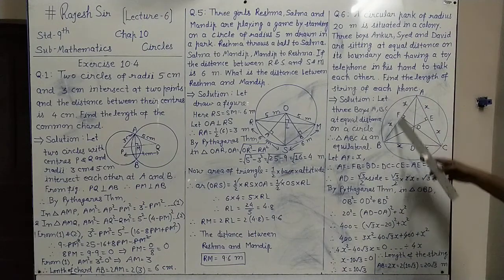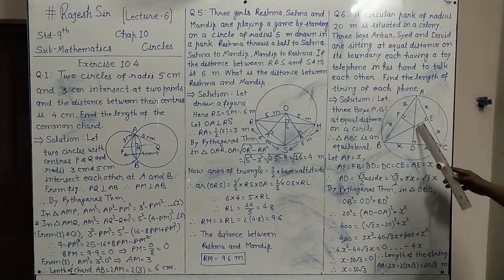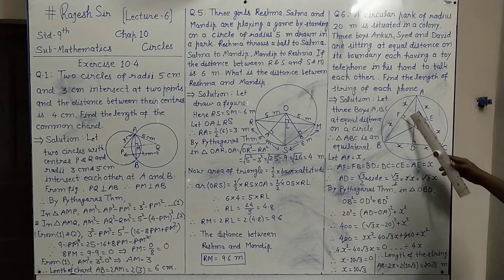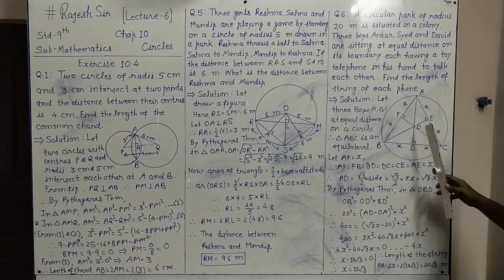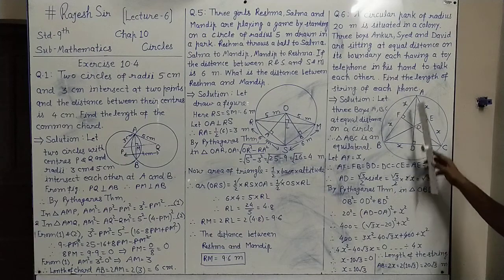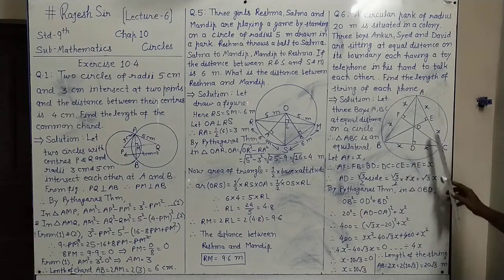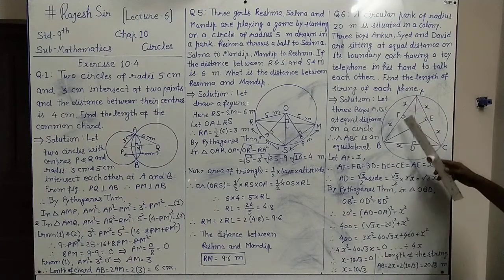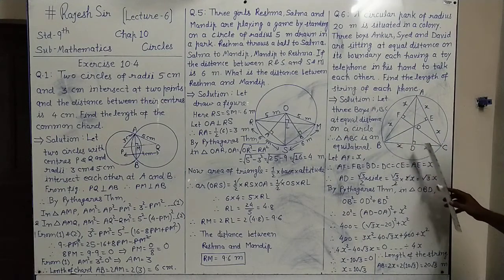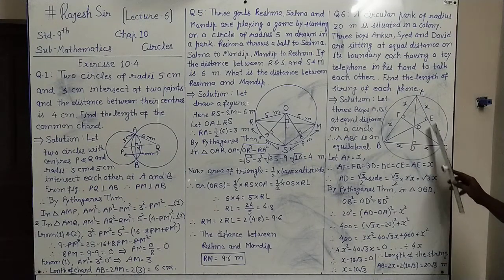If triangle ABC is an equilateral triangle, and I draw from the center, say O, to each of the sides the perpendicular OF on AB, OD on BC, OE on AC, all are perpendiculars from the center to the chord. They will bisect the chord. So AF equals BF, BD equals DC, and CE equals AE.